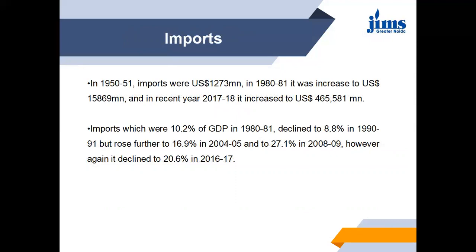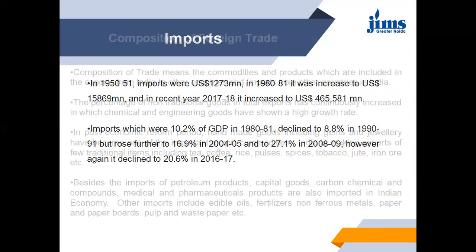If you look at the imports, in 1951 imports were 1,273 million US dollars; in 1980-81 they increased to 15,869 million dollars, and by 2017-18 to somewhere around 4,65,000 million dollars. The percentage change is very huge. Imports, which were 10.2% of GDP in 1980-81, declined to 8.8% in 1990-91, and then rose to 16.9% in 2004-05, and to 27.1% in 2008-09. However, it again declined to 20.6% in 2016-17.